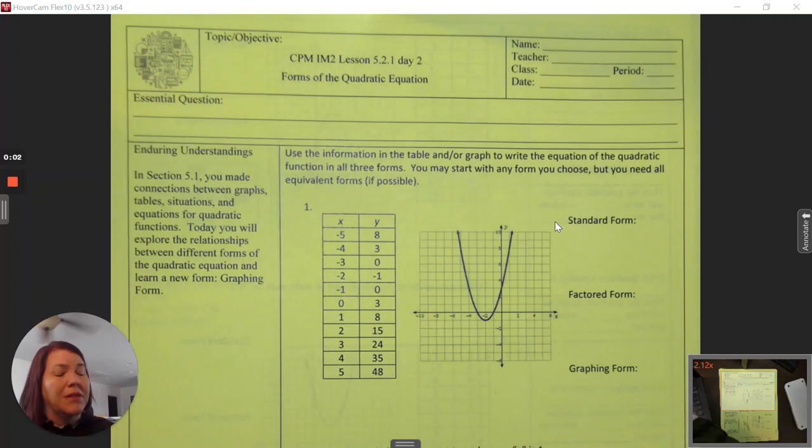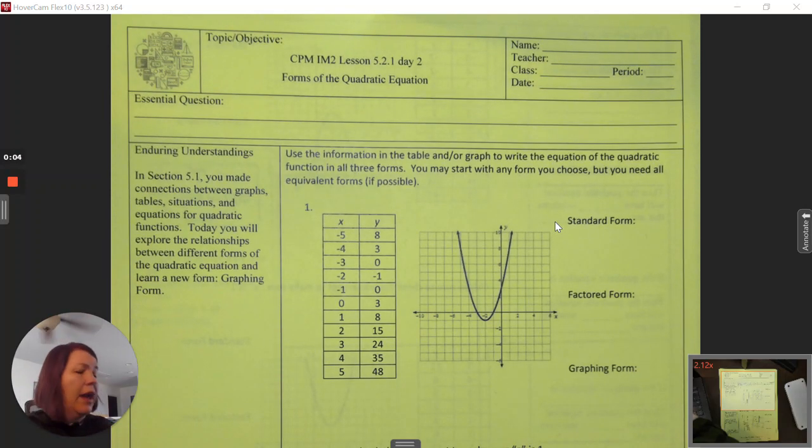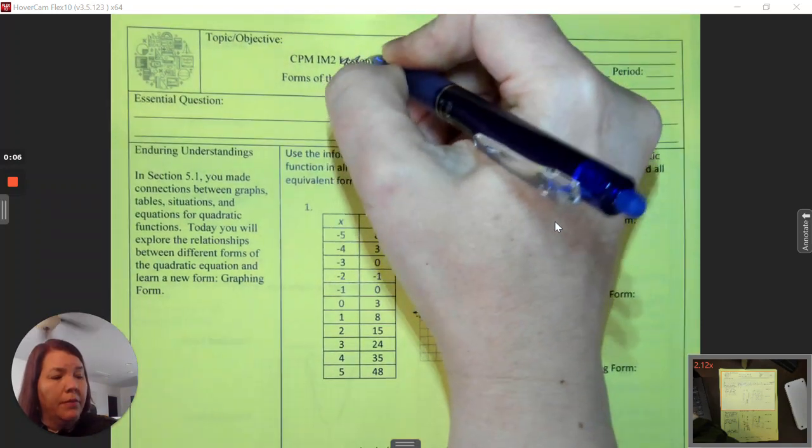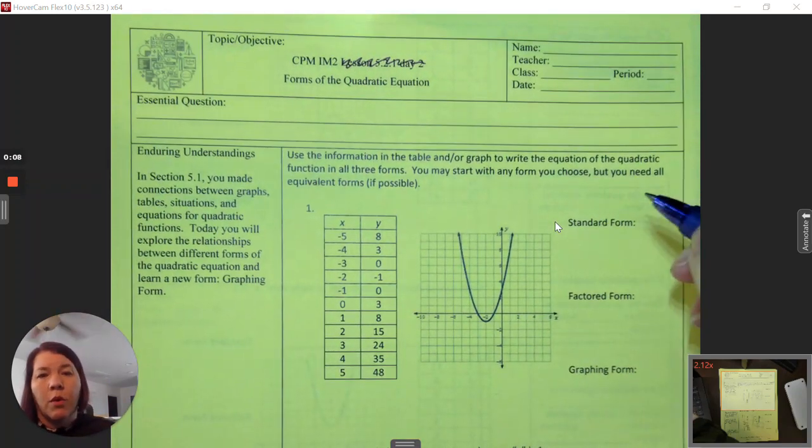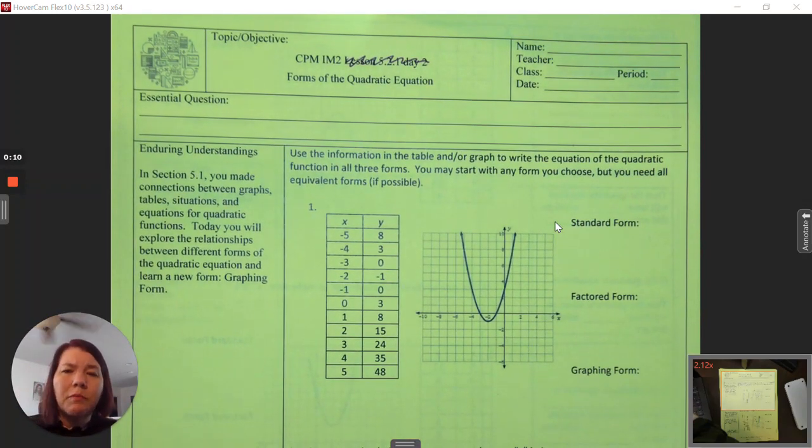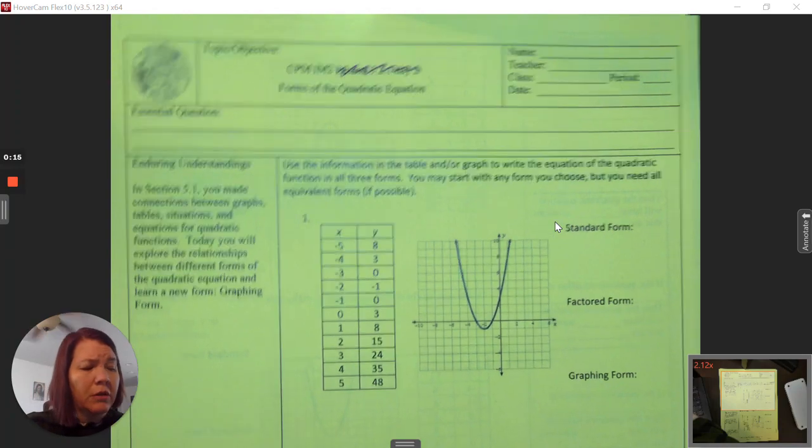So the title on this is wrong because I changed it after I printed it, so ignore that part. But we're going to be talking about forms of a quadratic equation. This is not really part of 5.2.1. It's kind of assumed knowledge, which is not awesome, so we wanted to be sure we talked about it.